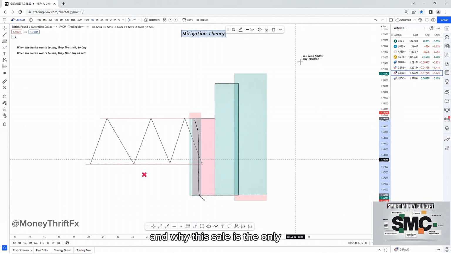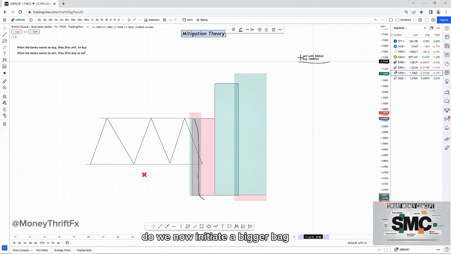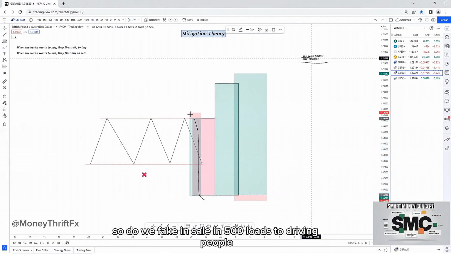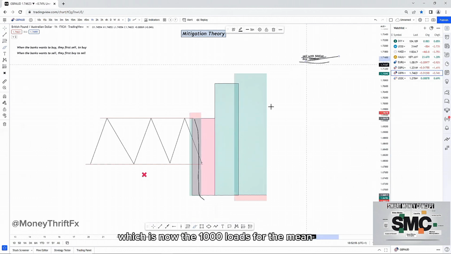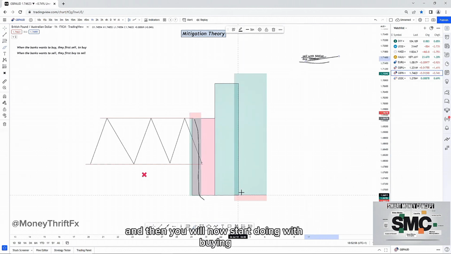And while this sell is still ongoing, they will now initiate a bigger buy. So they will fake a sell with 500 lots to drag in people, and then before entering their main buyers, which is now the 1,000 lots for the main buy, they will now start doing what? Buying.